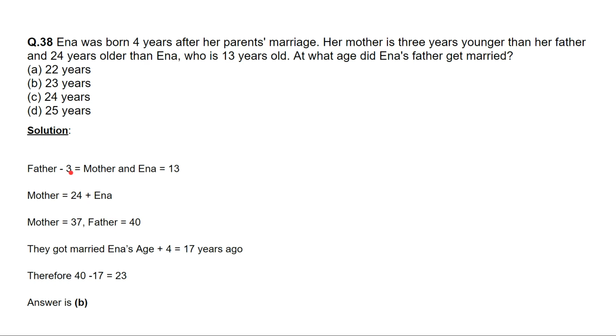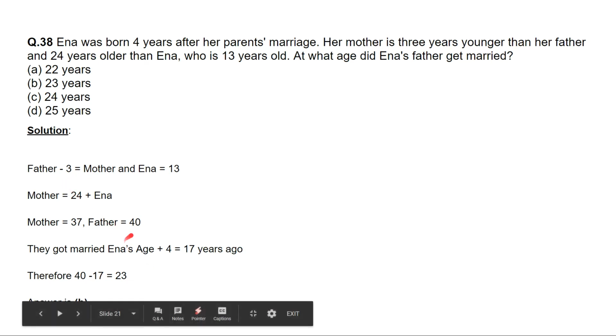Okay, so this is a typical algebra question. Here they are saying the father is 3 years older than the mother, and the age of Anna, the daughter, is 13 years. Now the mother is 24 years older than Anna. We know the age of Anna is 13 here, so we get the age of the mother as 37 from this equation. And if we substitute the mother's age as 37, then we get the father's age as 40 years.